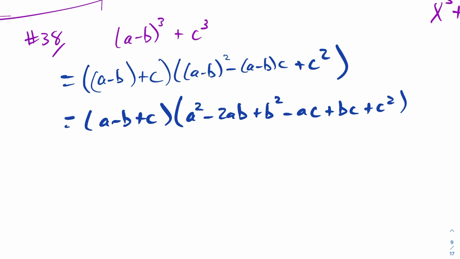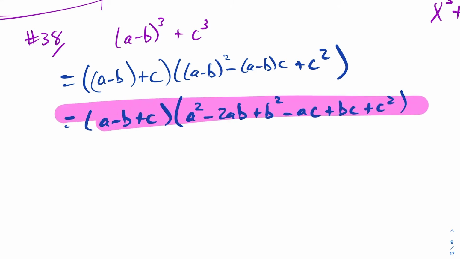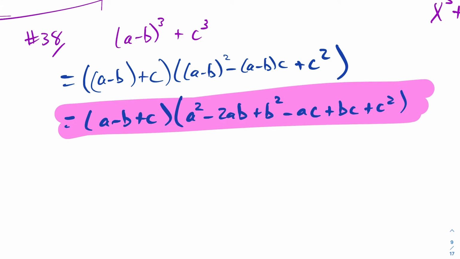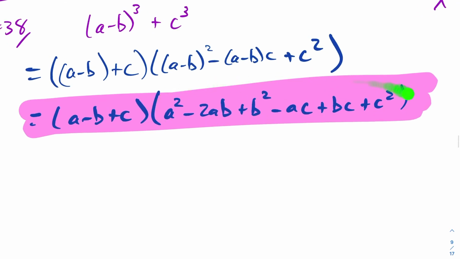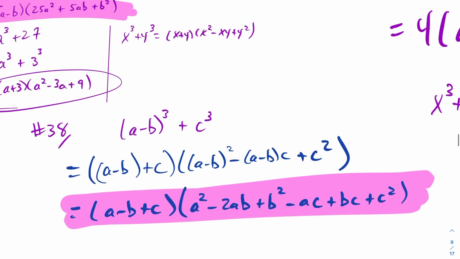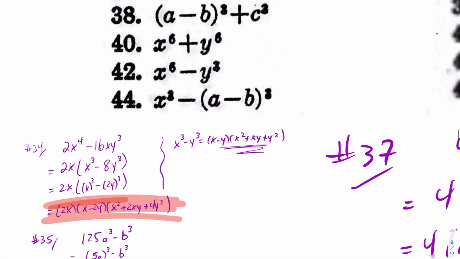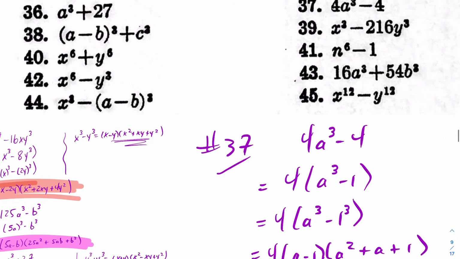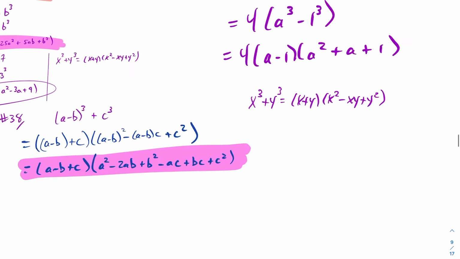Now at this point, I don't really see much more you can do inside of the brackets here. You can take a look and see if there's a way to combine these together so that you get some nice factoring that happens throughout, and I don't see that with this question here, 38. So this would be the final form for number 38. Okay, moving on here. 39 is x cubed minus 216y cubed.